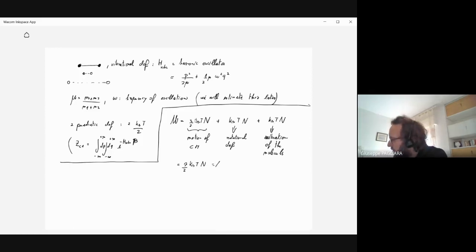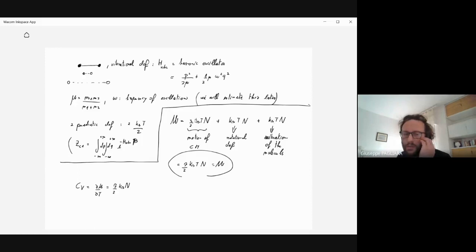This is the internal energy, and if you want, the heat capacity, which is just the derivative of U with respect to T, is equal to 7/2 kB n. And the heat capacity per particle is just 7/2 kB. Okay?